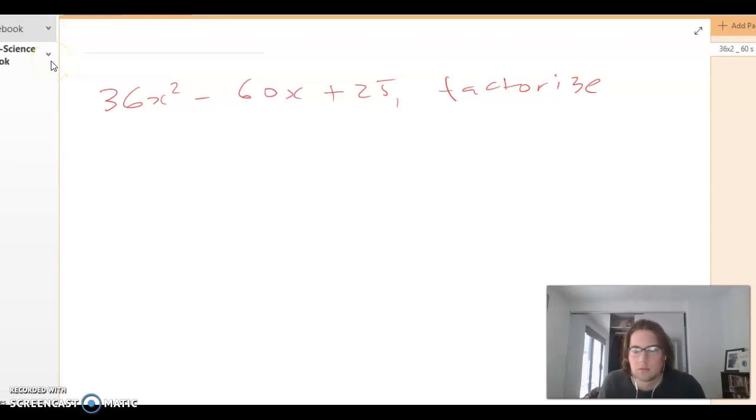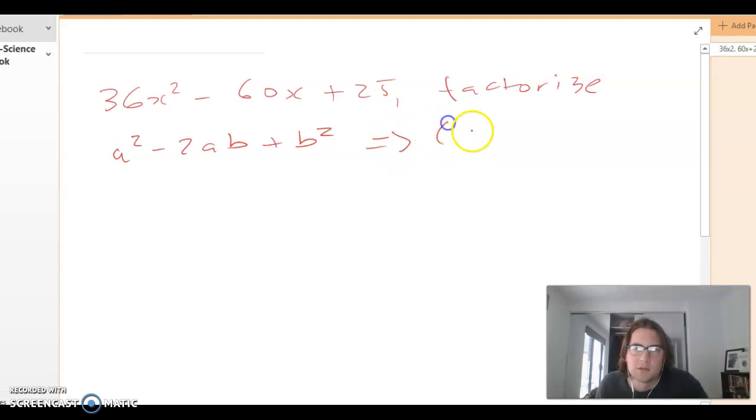Okay, so this question here, how do we factorize this? When I look at this, I see what's called a perfect square. So I see a squared minus 2ab plus b squared. And I know that because I can see that factorizes into (a minus b) all squared. All I need to work out is what my a and b are to do that, and I can factorize it.